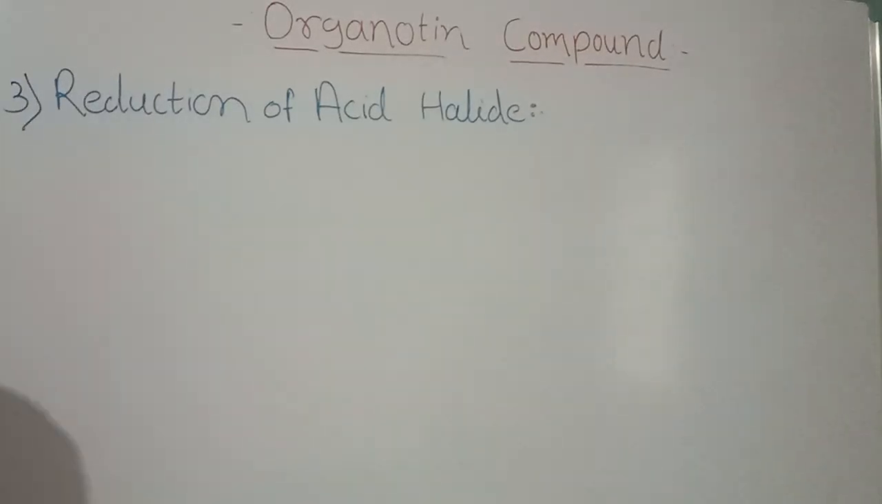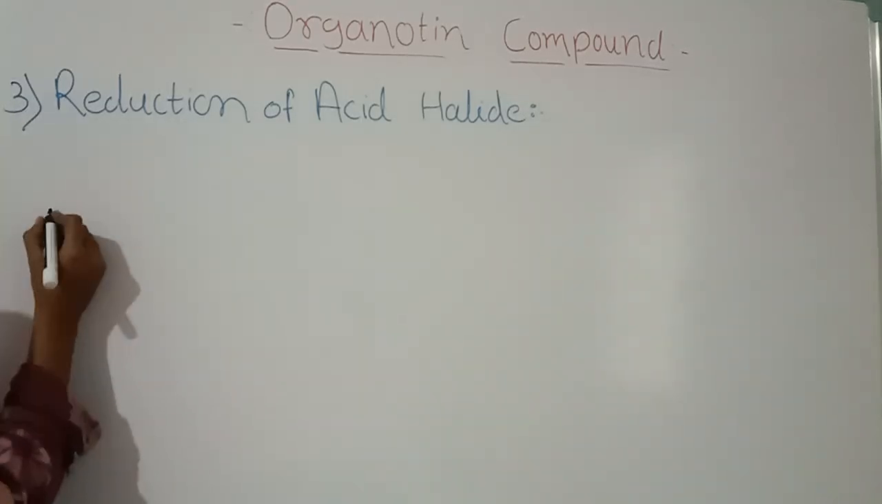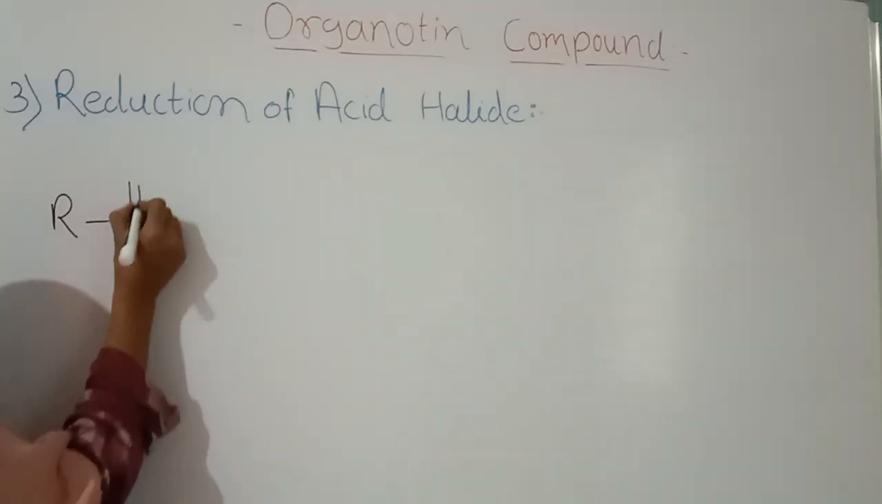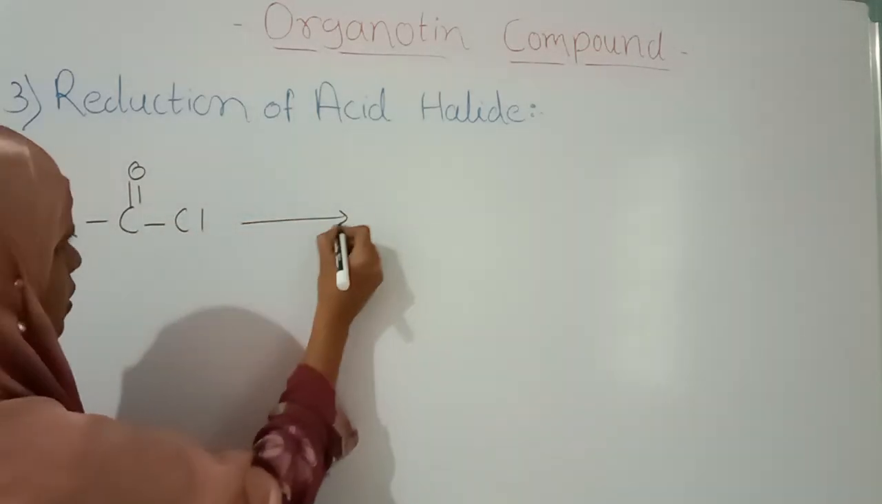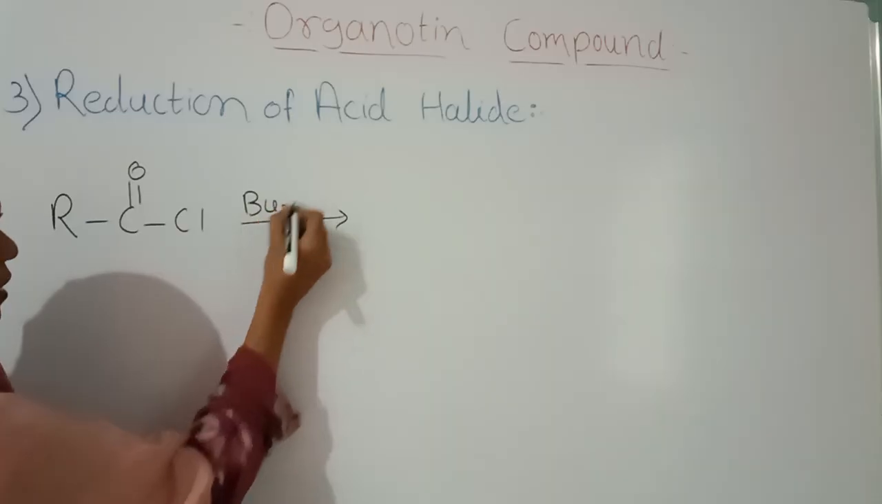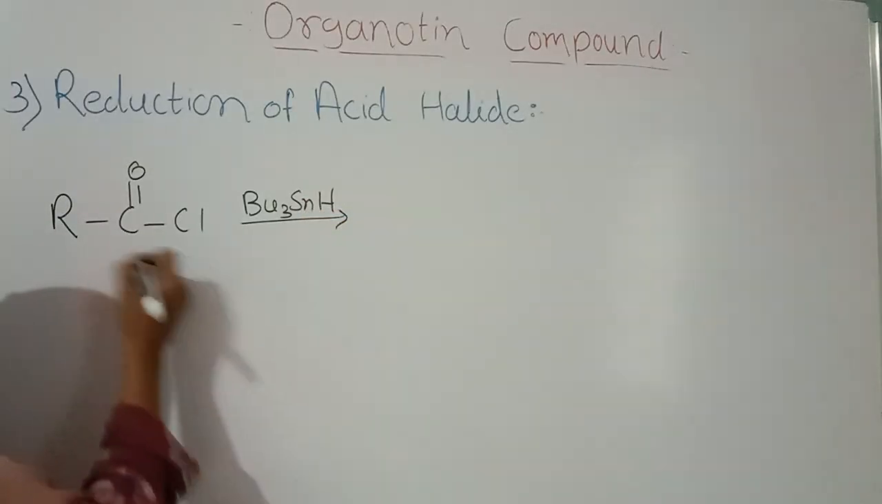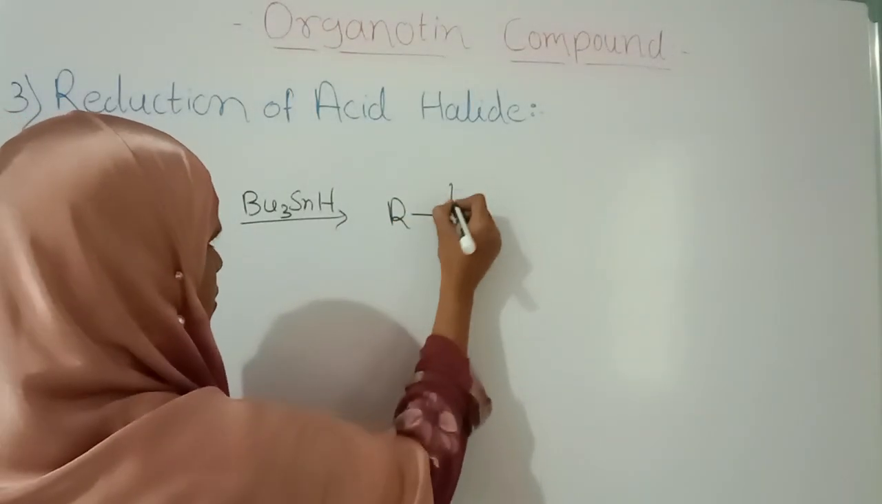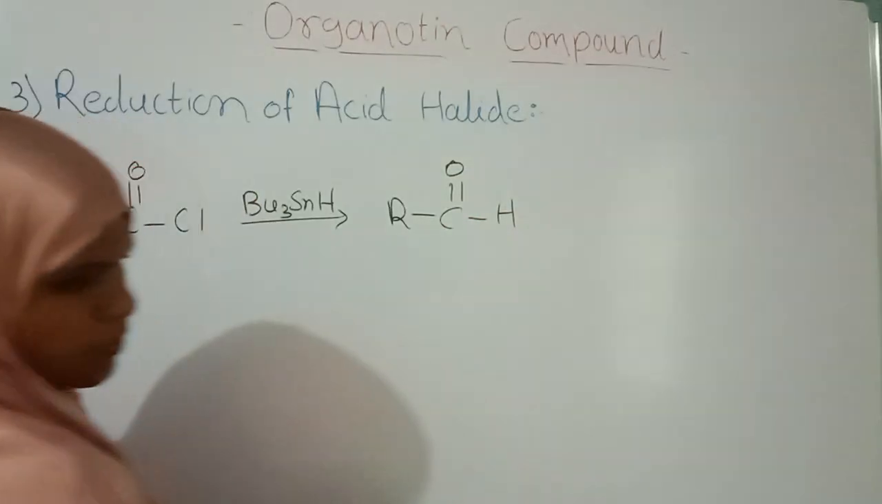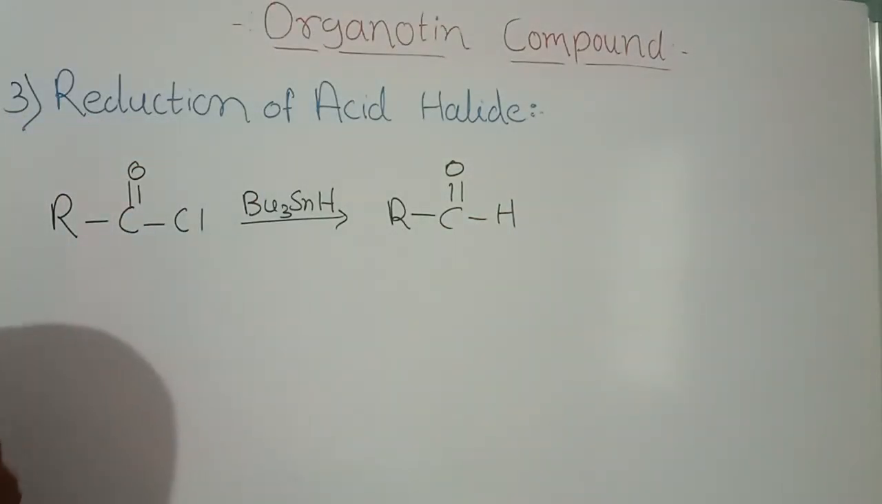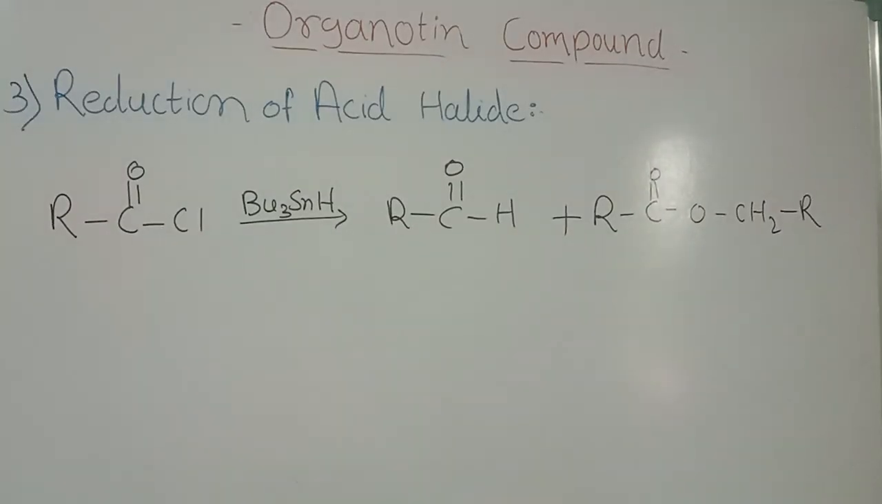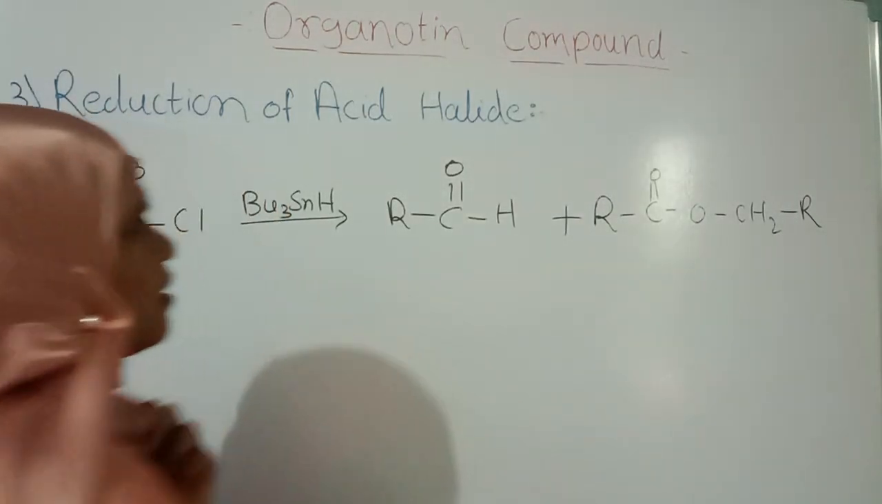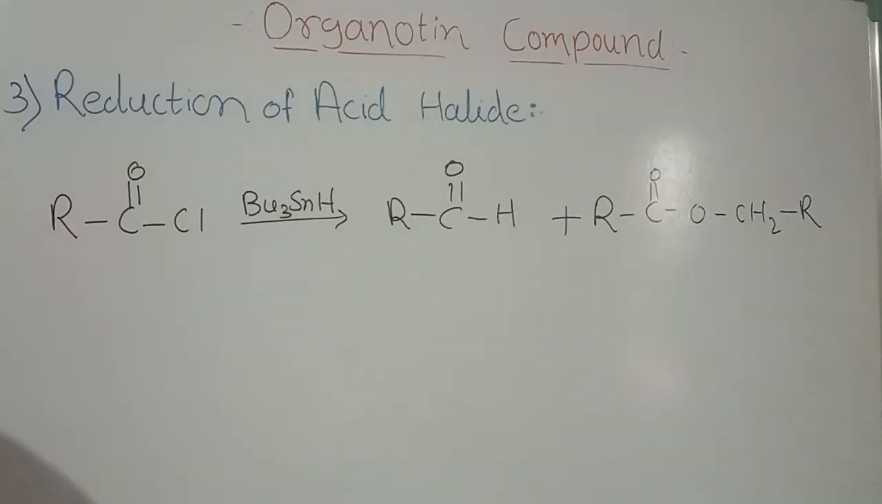Next point is reduction of acid halides using organo-tin compound. Let's see the example. RCOCl is reacted with tributyl tin hydride. Then we get aldehyde and ester product. Okay. The mechanism is a free radical mechanism. In reduction of acid halide, we get aldehyde and ester. Let's see the mechanism.